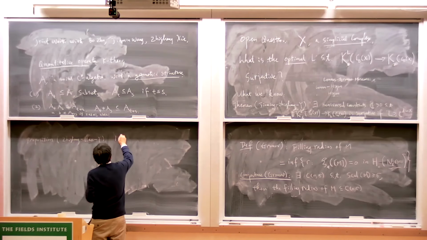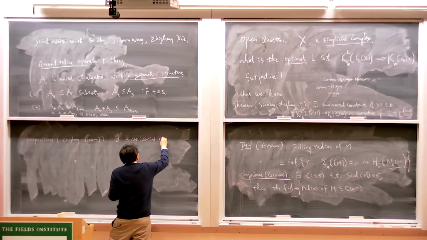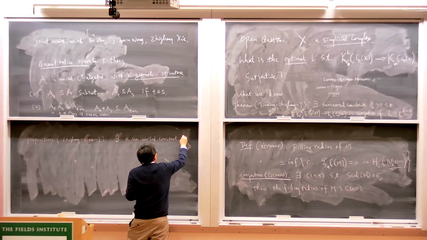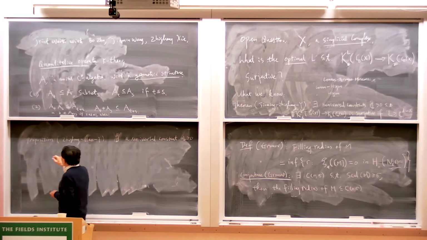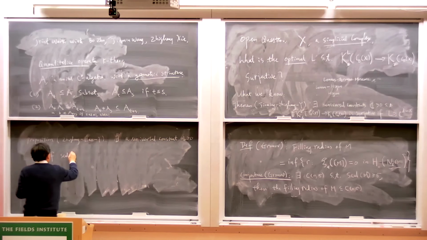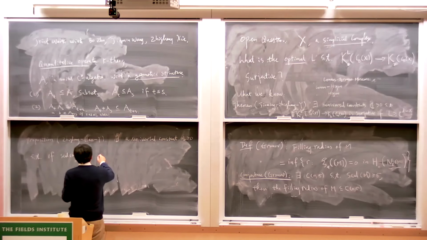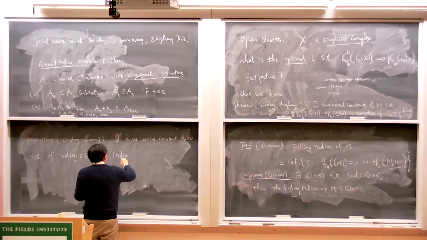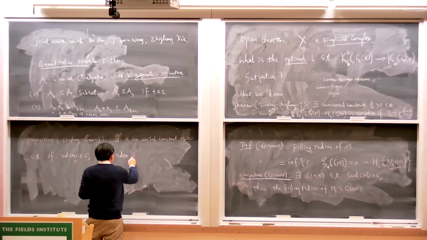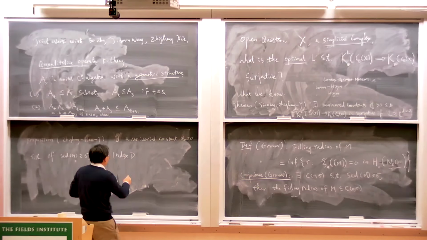So there exists a universal constant, let's call it omega 0, such that if the scalar curvature of M is large enough, then the higher index, which I guess was already mentioned in Yanni's talk, the higher index coming from the Dirac operator.